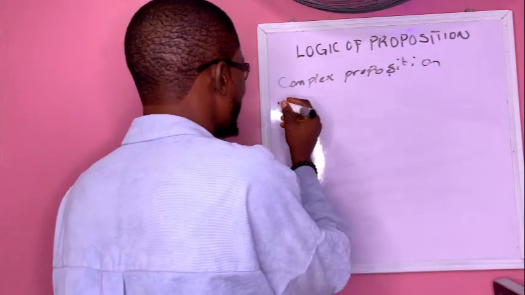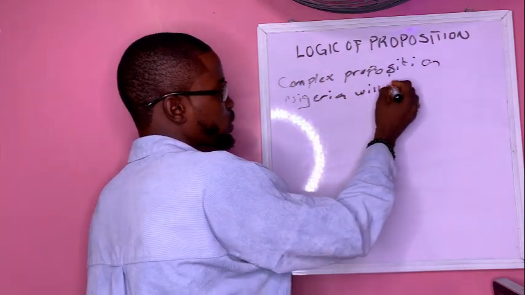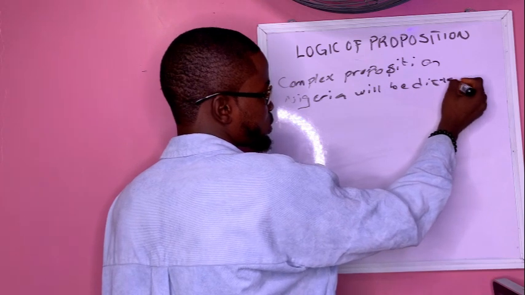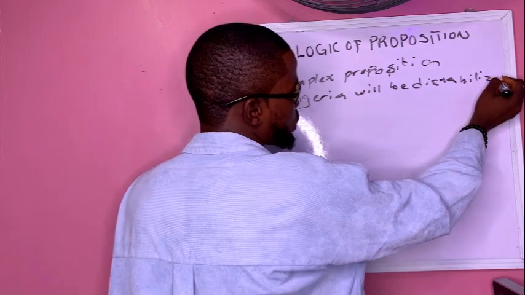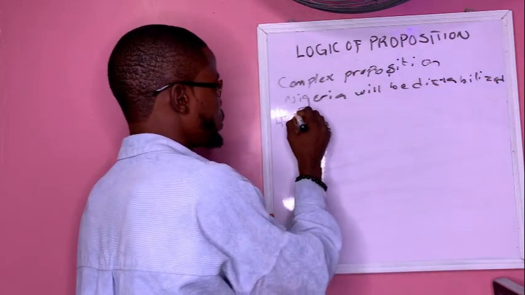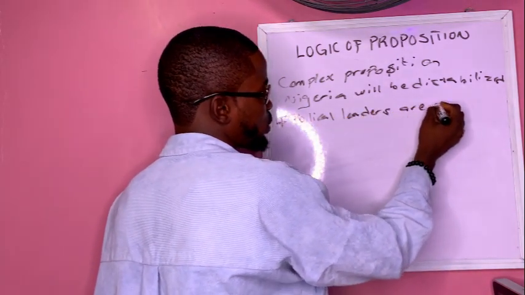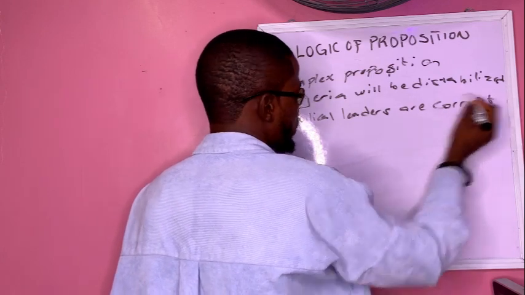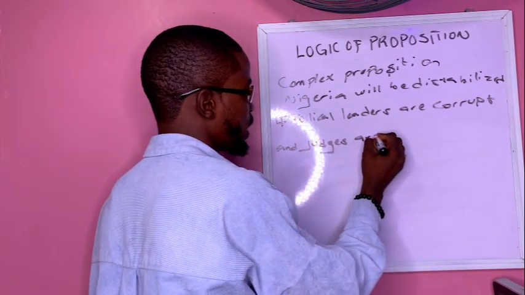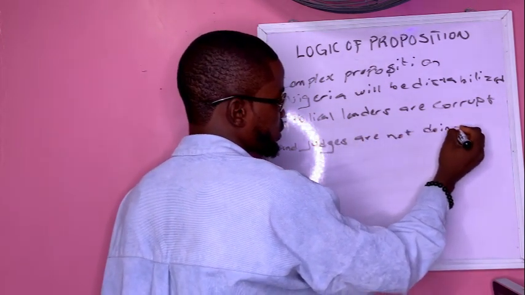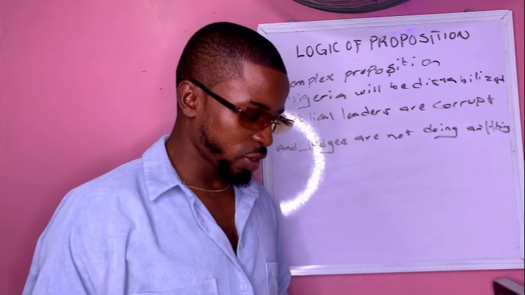So for instance, if we have something like: Nigeria will be destabilized if political leaders are corrupt and judges are not doing anything. This is an example of a what's it called?